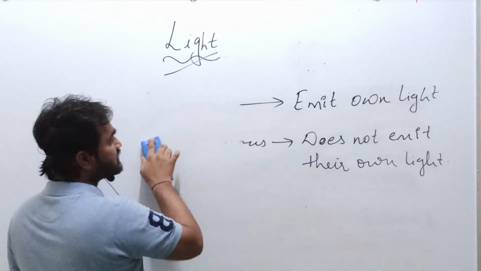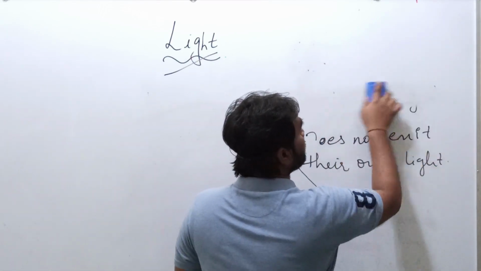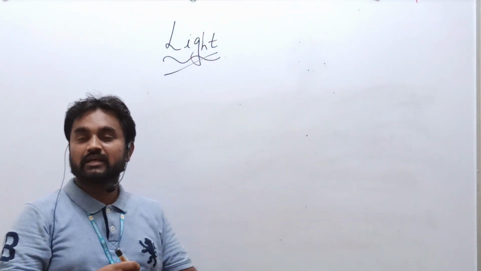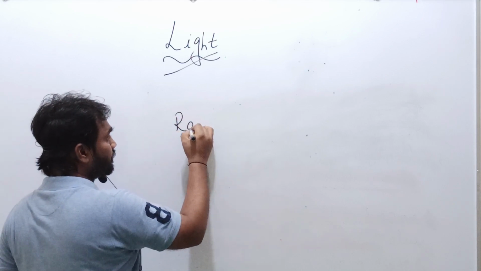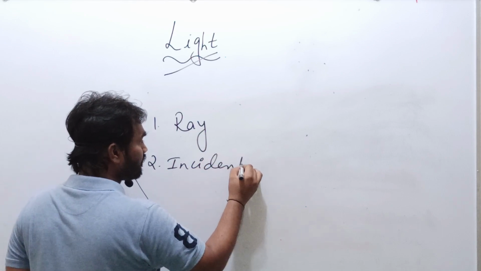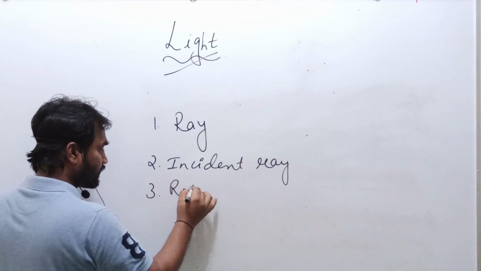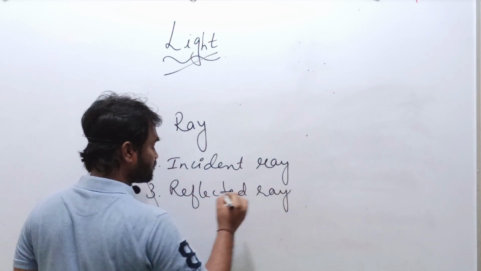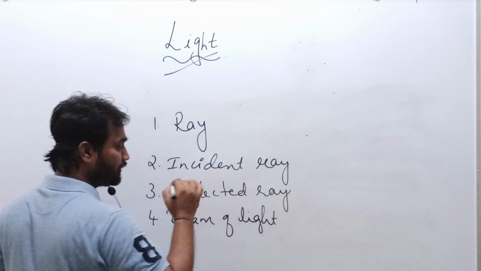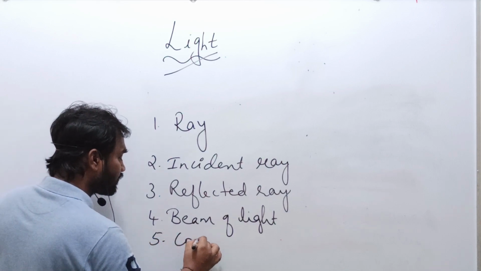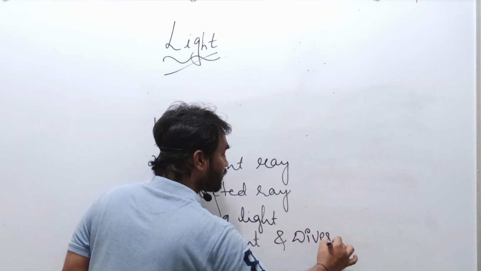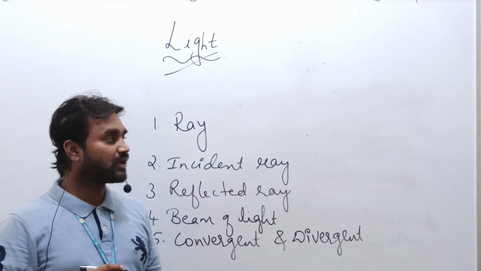Now, moving on to the next topic, the laws of reflection. Before moving to the laws of reflection, we will be dealing with terms like ray, incident ray, reflected ray, beam of light, and then convergent and divergent beams of light. Is that clear? So first let us see ray.